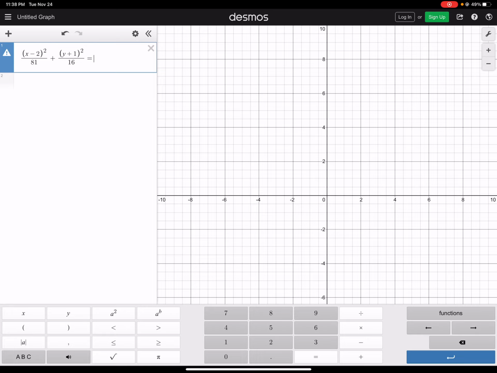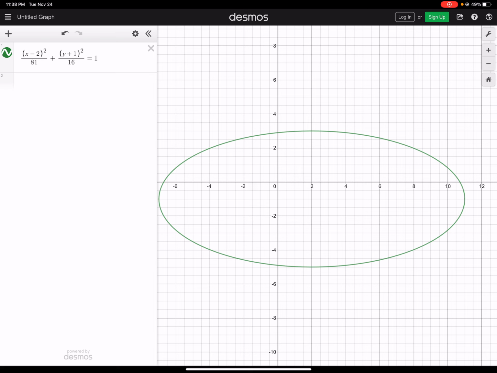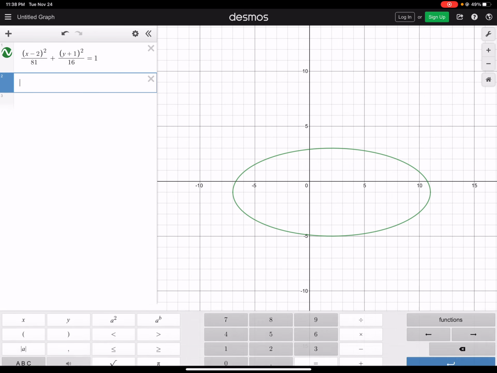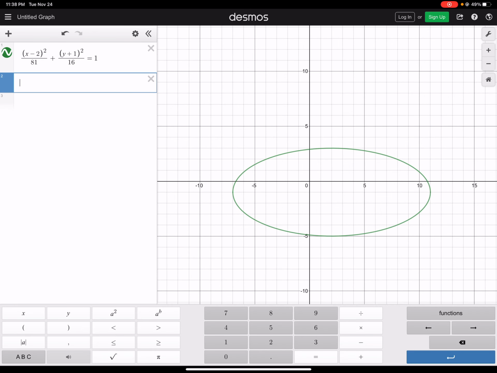And then equals 1. So there are those spots. And now I'm going to just put in the points that we had. So we said at 2, comma, -1, that would be about the center. And if you look in there, that does look like about where it's centered.